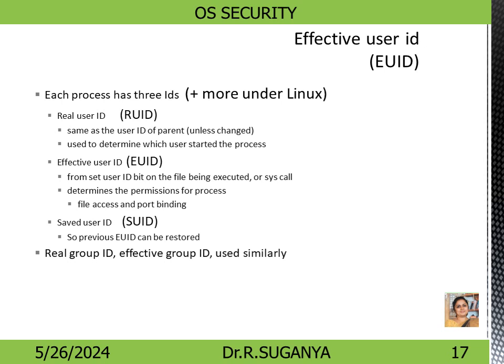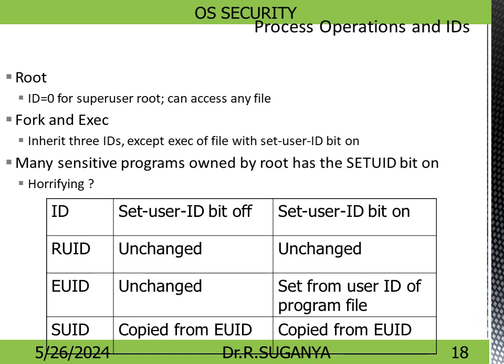Each process has 3 IDs, plus more under Linux. Real user ID: same as the user ID of the parent, used to determine which user started the process. Effective user ID: from the set user ID bit on the file being executed or system calls; it determines the permissions for the process, file access, and port binding. Saved user ID: so the previous ID can be restored. Real group ID and effective group ID are used similarly.